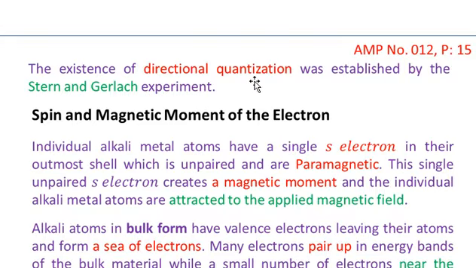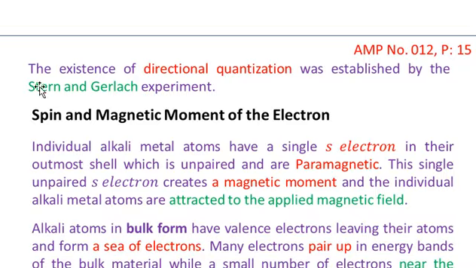So directional quantization means that the direction of the quantities that I am going to talk about is fixed in space, and its magnitude is also fixed. So let's talk about the spin and magnetic moment of the electron.